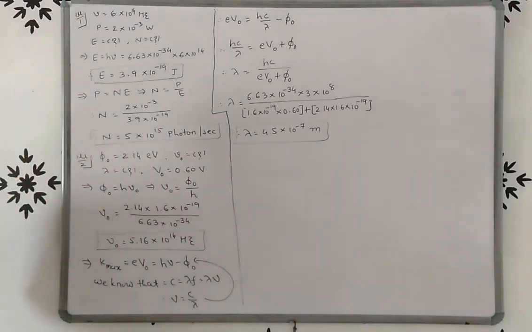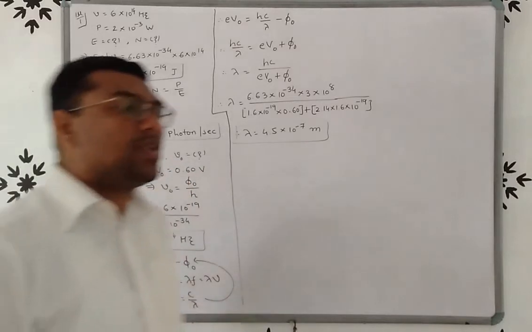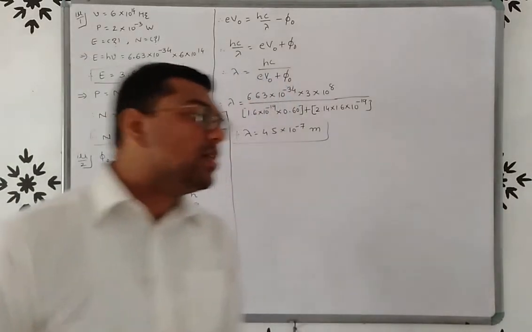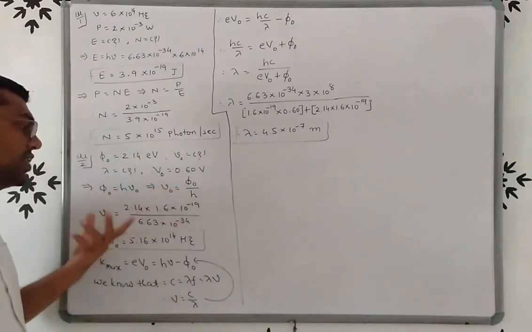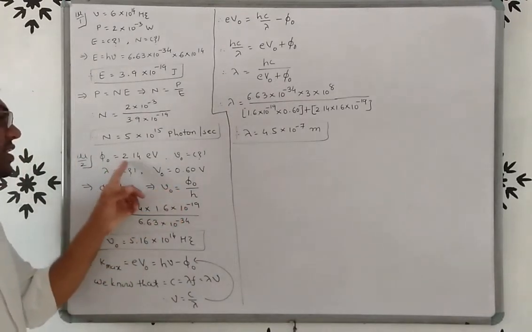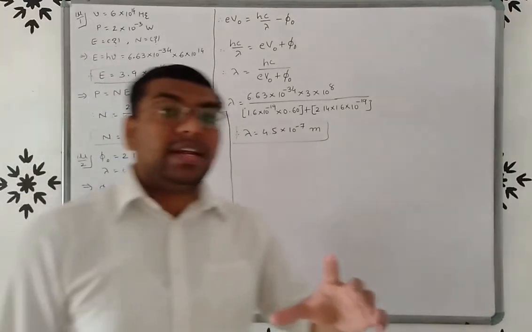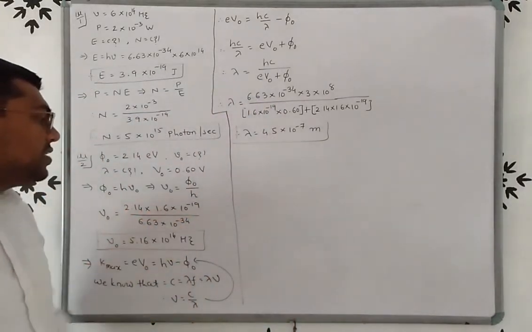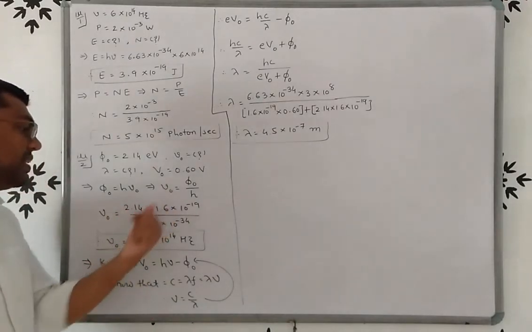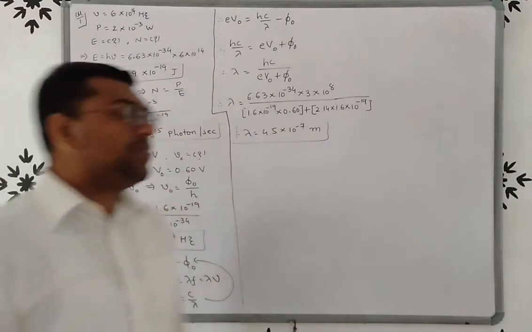Once again friends, we have to find out the threshold frequency. Work function is given. So phi 0 is equal to h nu 0, so nu 0 is phi 0 by h. But here the work function is in electron volt, so we have to convert it into joule. So 2.14 into 1.6 into 10 raised to minus 19 divided by h. So we get the threshold frequency.